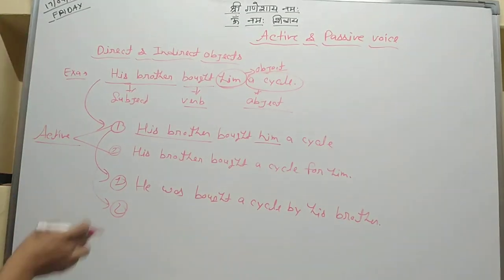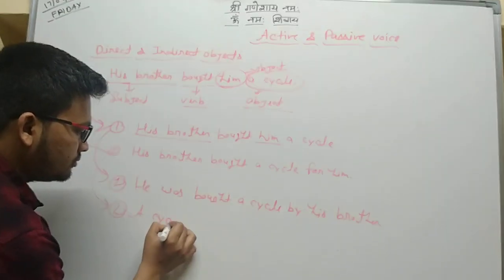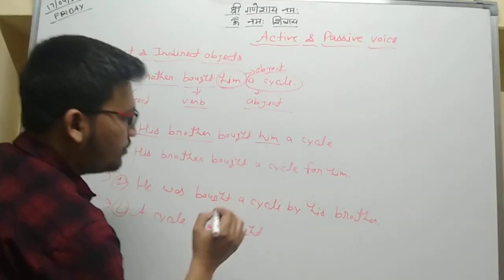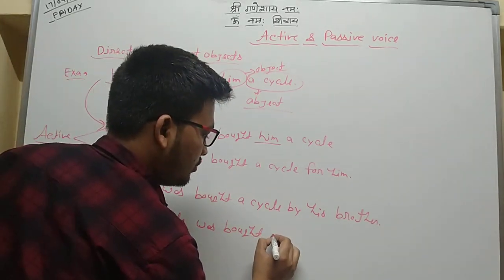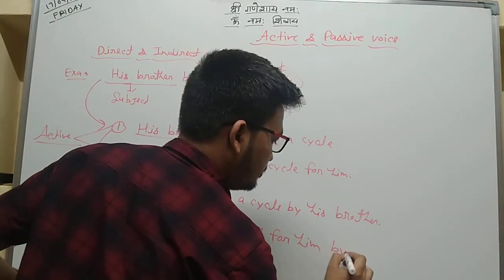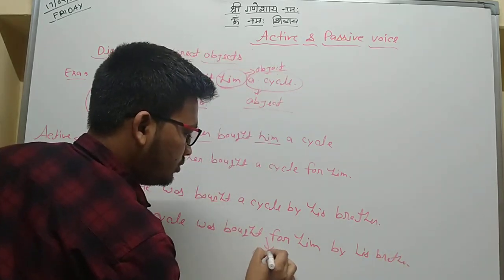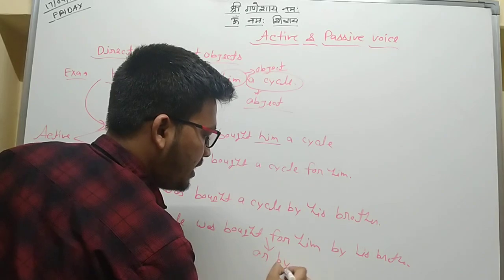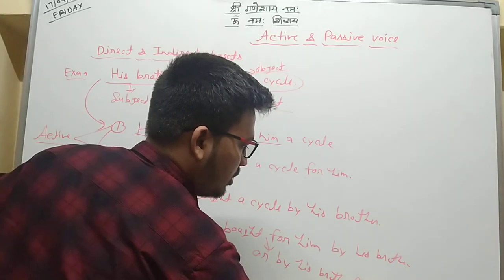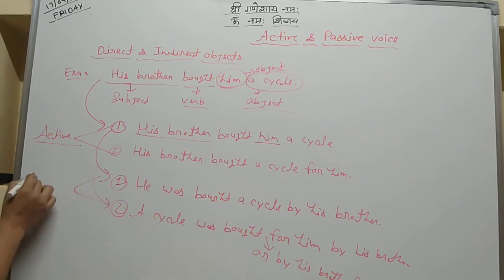Another way, from the sentence "his brother bought a cycle for him": a cycle was bought for him by his brother, or a cycle was bought by his brother for him. So we can change that in two ways. These are passive voices.